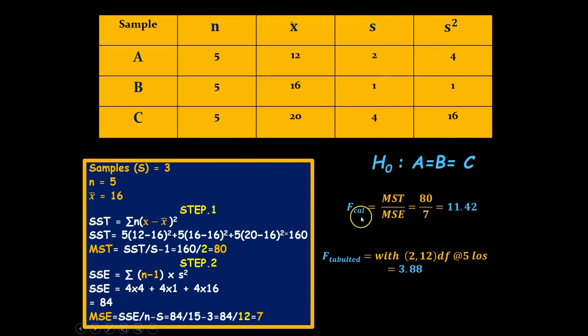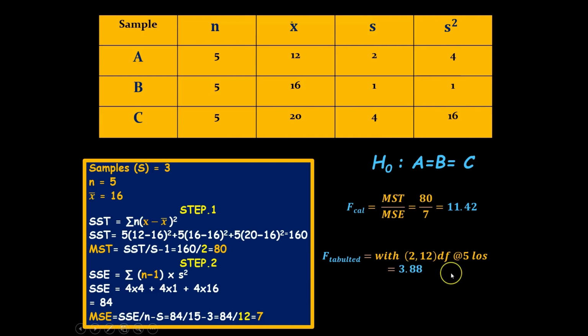So we have to compare this calculated value with the critical or tabulated value with 2 and 12 degrees of freedom, because the numerator has 2 degrees of freedom, which is here, and the denominator has 12 degrees of freedom, which is here. At 5% level of significance, it is 3.88.